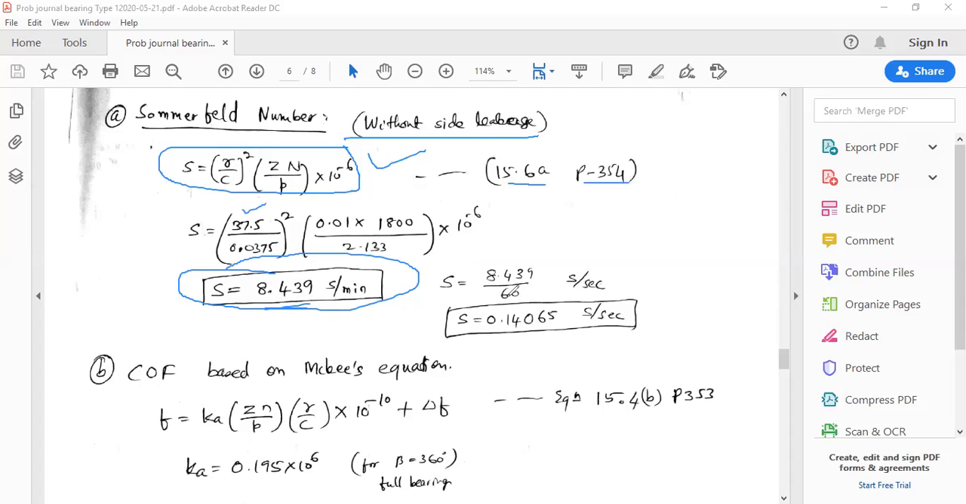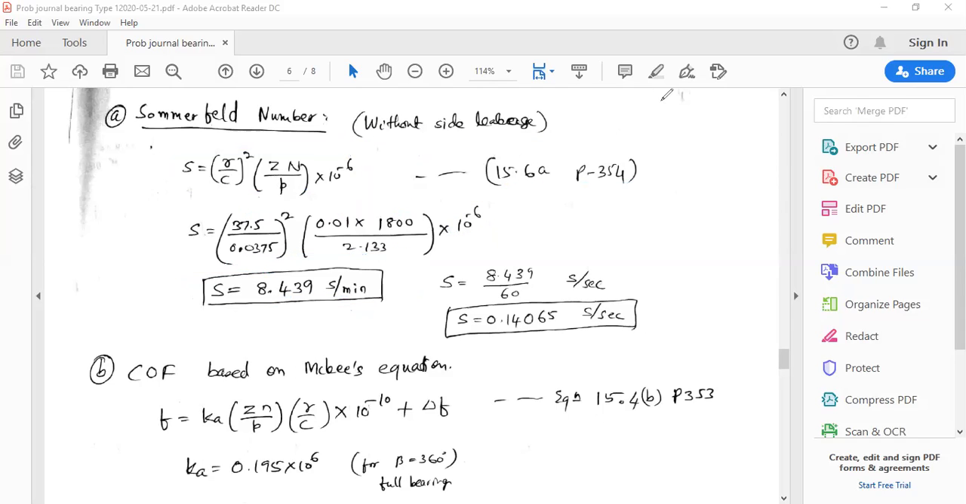And that is whole square, and Z is 0.01 Pascal second, capital N is 1800 rpm, and the next one is pressure P, 2.133 Newton per mm square, and 10 raised to minus 6 is the conversion factor for Newton per mm square into Newton per meter square. And next we are getting the value of S, the Sommerfeld number.